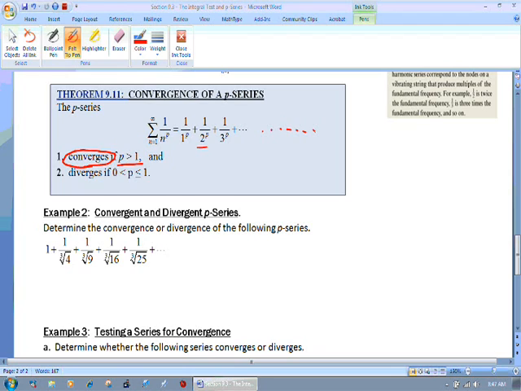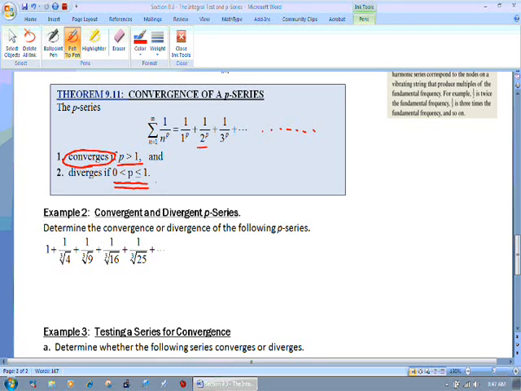On the other hand, if you are looking at a p-value that is between 0 and 1, and it's okay if we call that fractional, that's typically the way it would be presented. It could be a decimal. Say if p is 0.95, that would fit into this category, and you would then have a series that will diverge.